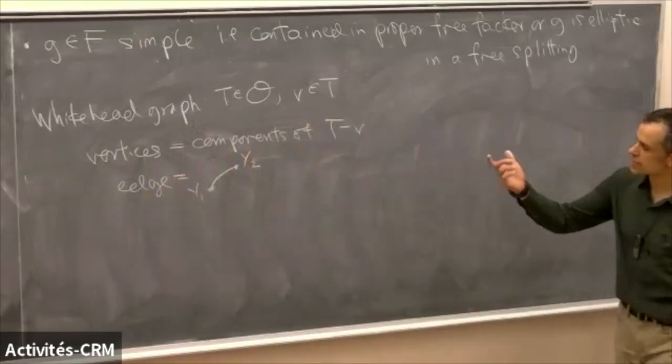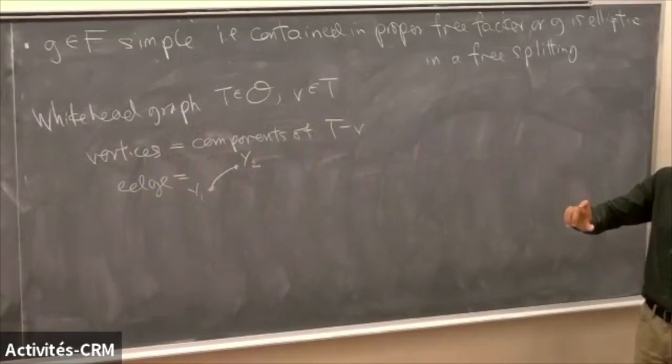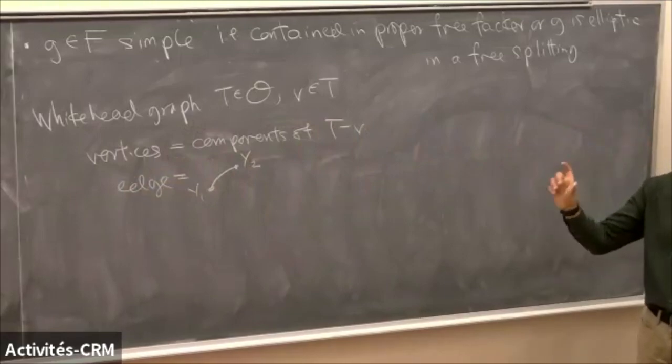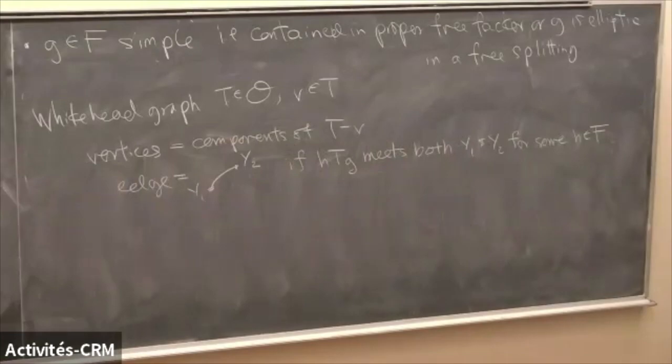if some translate of the axis of G meets both of those components, right? So if some translate of the axis of G meets both of those components, I'm going to add an edge between them. Okay. A lot of times people talk about the Whitehead graph if you're talking about a basis of the free group: you have a vertex for each generator and its inverse, and you look at all of these two-letter subwords.